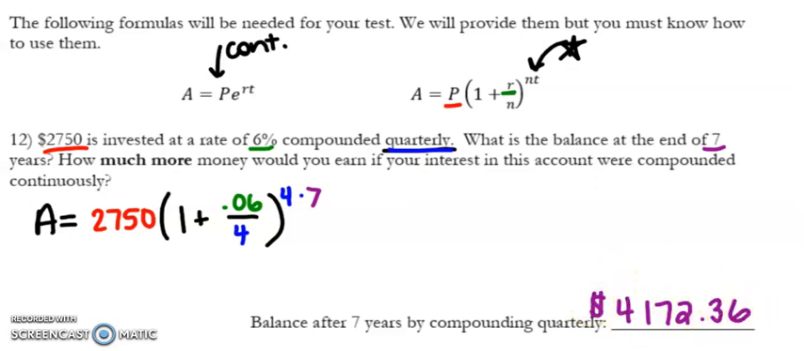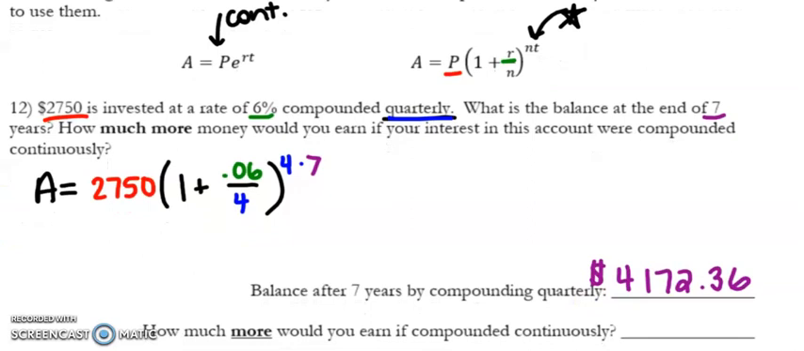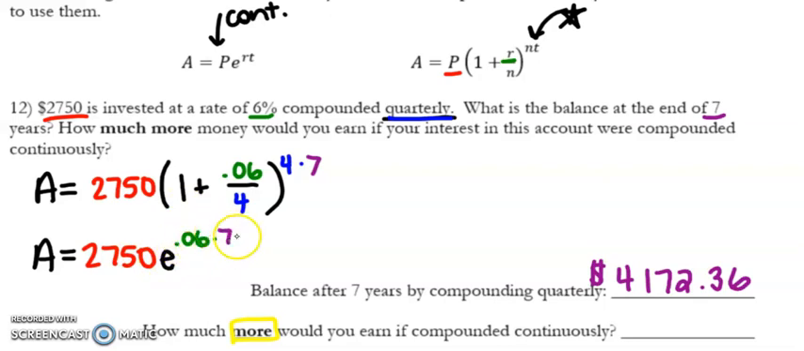The next question says, how much more money would you earn if you compounded continuously? Well, here's my compounding continuously. A is still what I'm looking for. I need to figure out how much I have after continuous compounding. P is still 2750. E is just E, that's part of the formula. And this time my rate goes up in the exponent and my time is still 7 years.